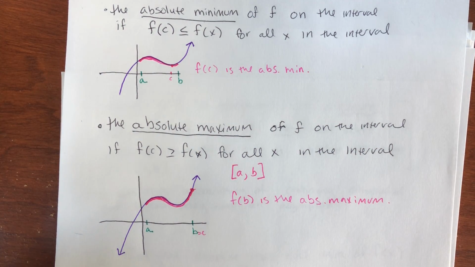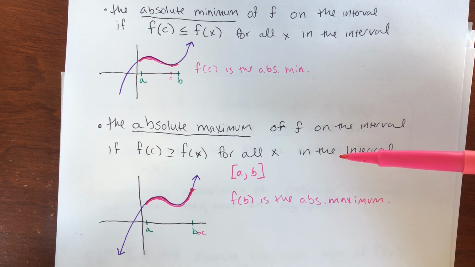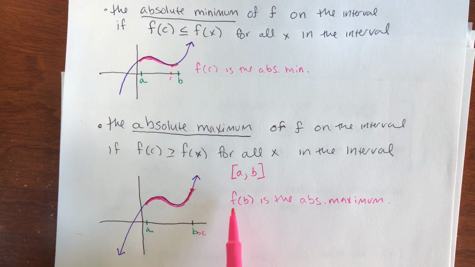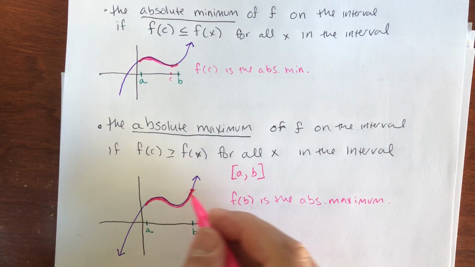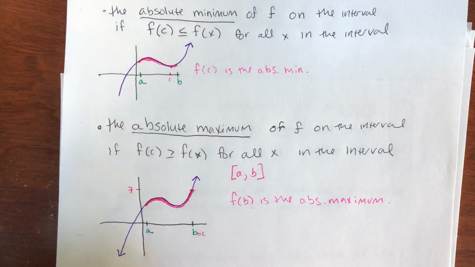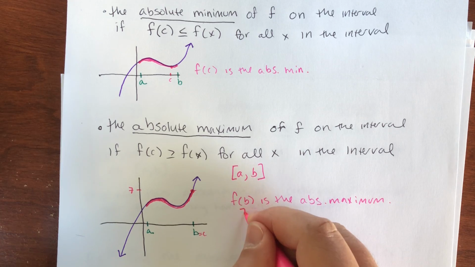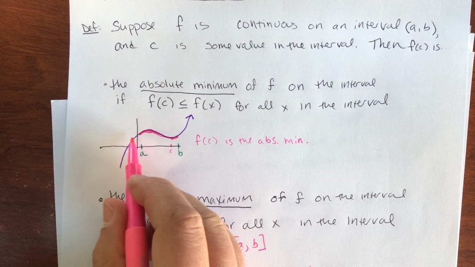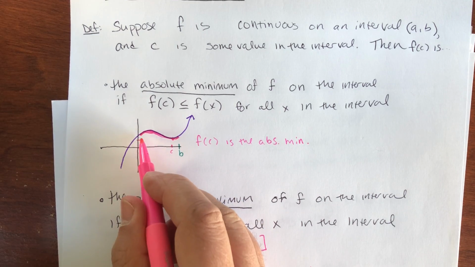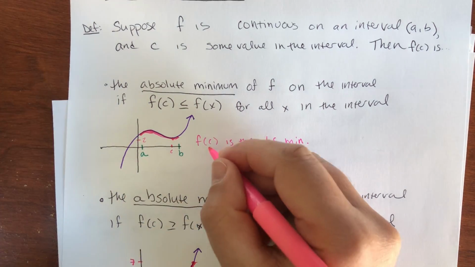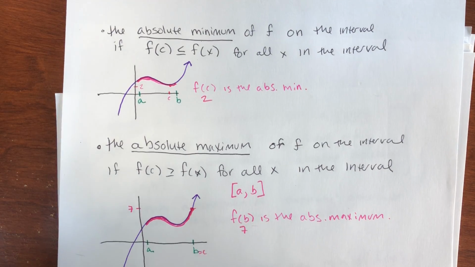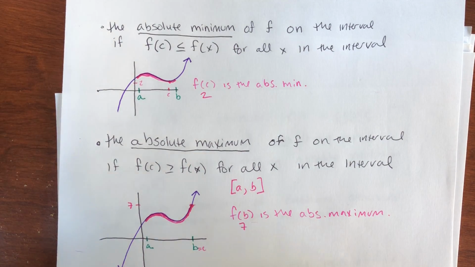Okay, now remember, absolute maxes and absolute mins are outputs. They're not the x values, they're the y values, they're the output of the function. So if the output here was, I don't know, 7, then we would say 7 is the absolute maximum. And over here, if my absolute minimum was at this point and had an output of, I don't know, 2, then we would say 2 is the absolute minimum. So absolute maxes and absolute mins are outputs. They're y values. They're not inputs.